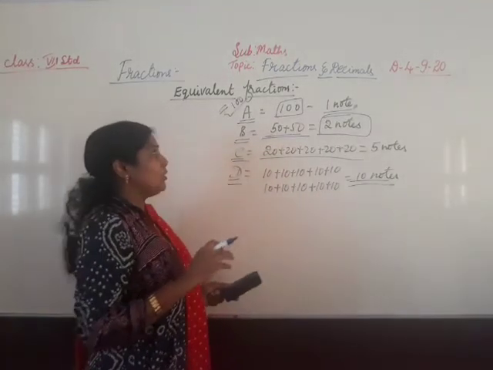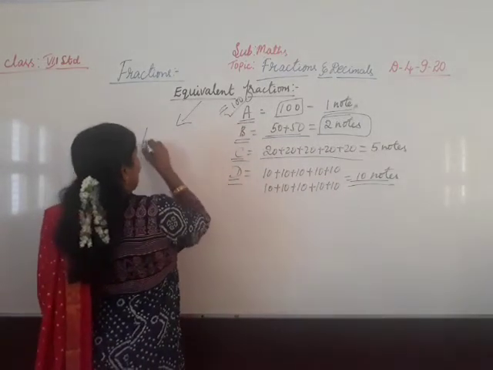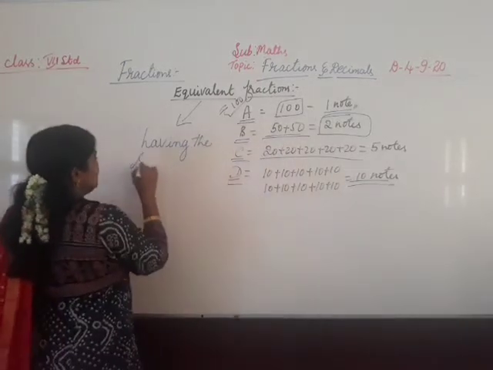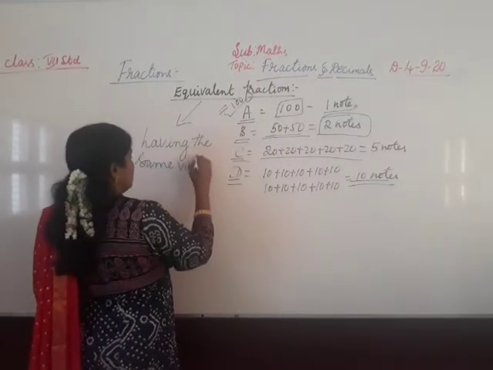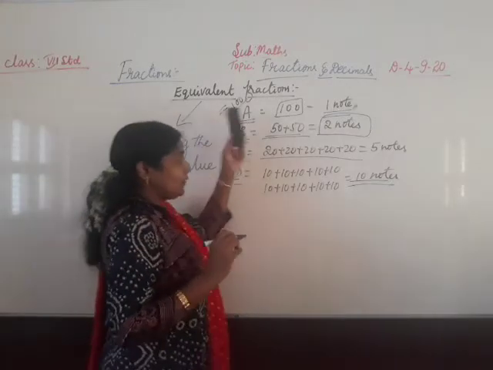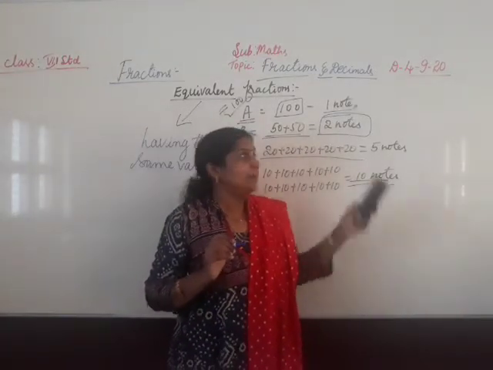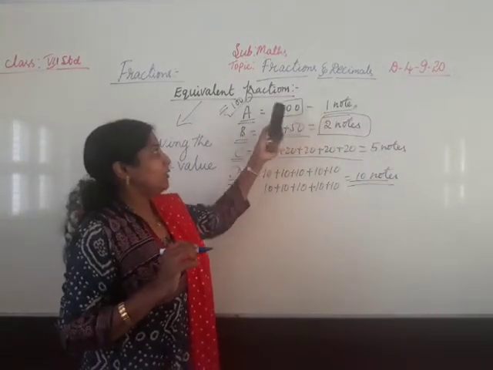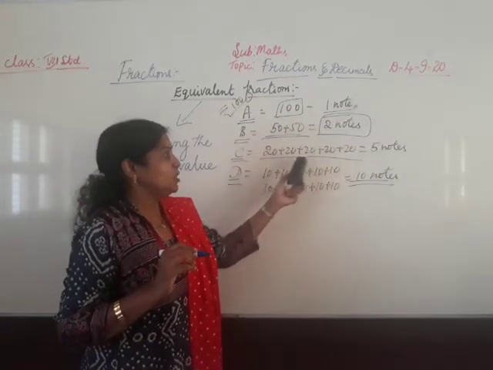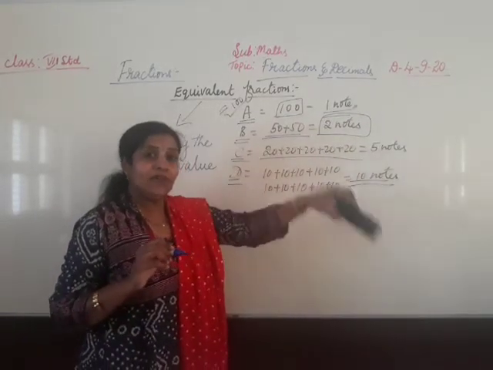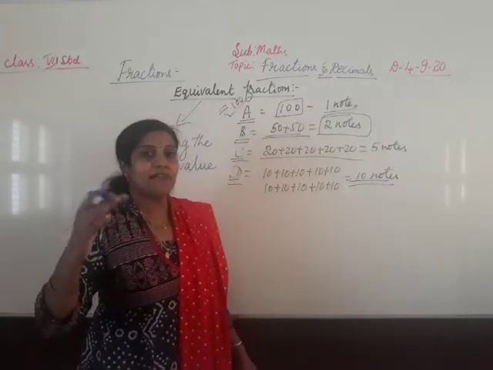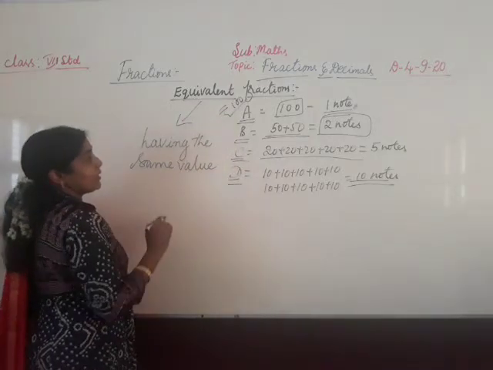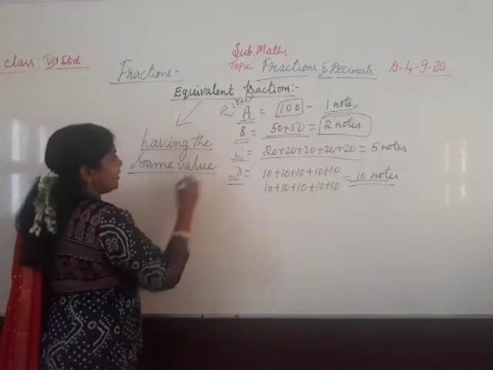So what can we conclude? Equivalent means having the same value. All are having the same amount but in different form. He may be having one note of 100, two notes of 50, 5 notes of 20, 10 notes of 10. But all are having 100 rupees only, in a different way, different form. So having the same value is the meaning of equivalent.